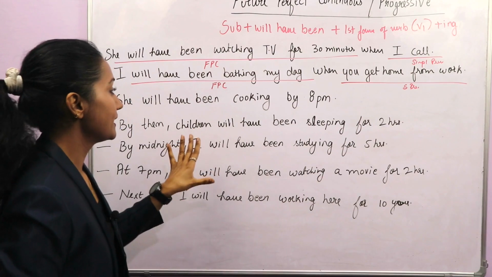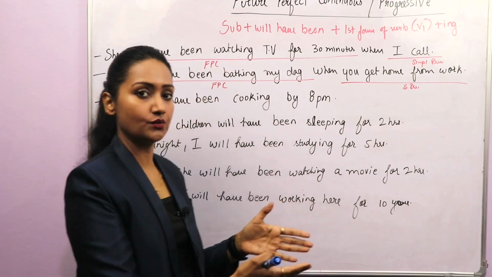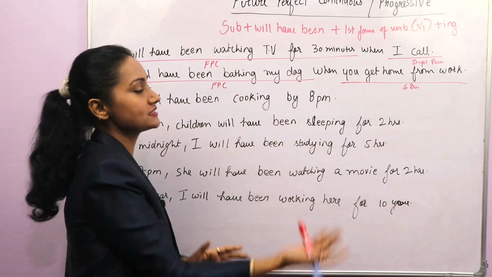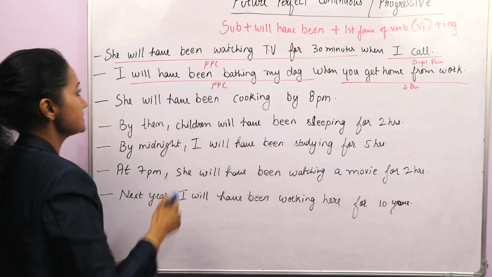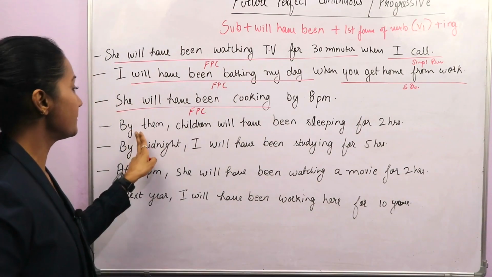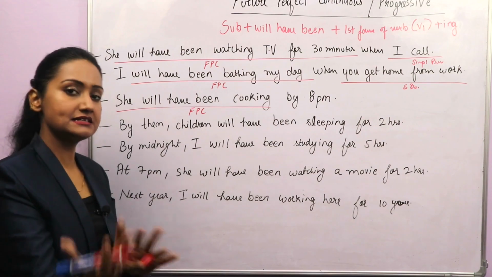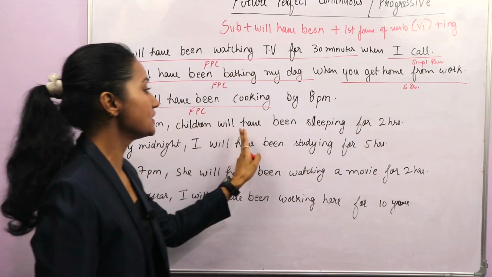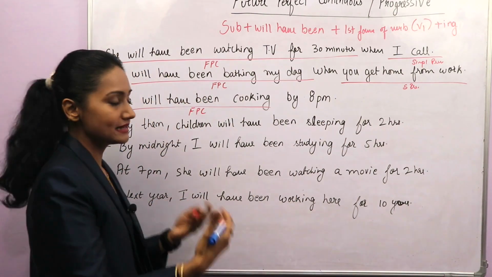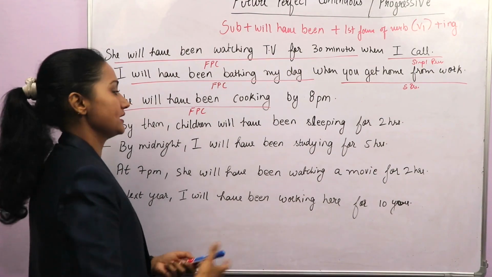Here we can frame the sentences like this also, wherein we have a particular time in future, and before that another action continues till that specific time in future. That is why this action is in future perfect continuous tense. Here, by then, again not a specific time but a vague time in future. By then children will have been sleeping for 2 hours. This action will have been taking place; the action of sleeping will have been going on at that point of time.